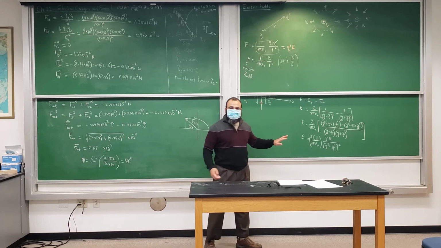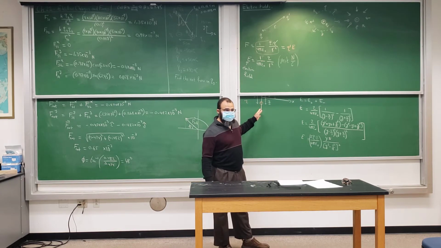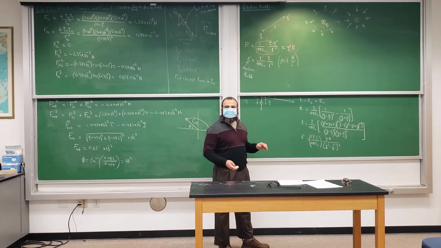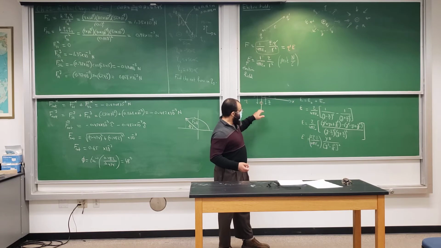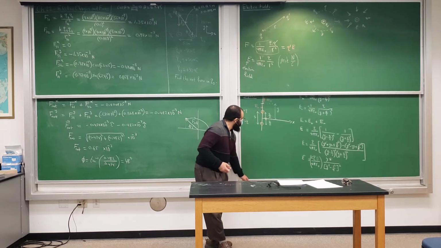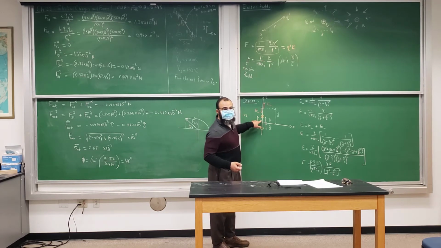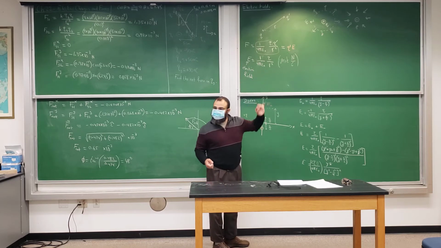So now, this is the exact field on the y-axis, on the axis of the dipole. But usually we would like the approximate field. What is the field approximately if y is much larger than s? So let's say this is s. Maybe s is like a centimeter, and y maybe is a meter, 100 times larger.